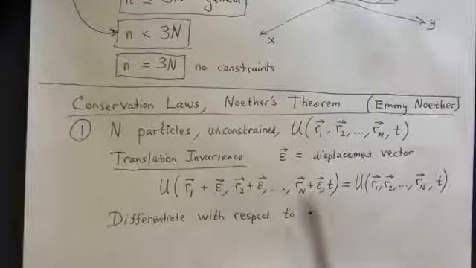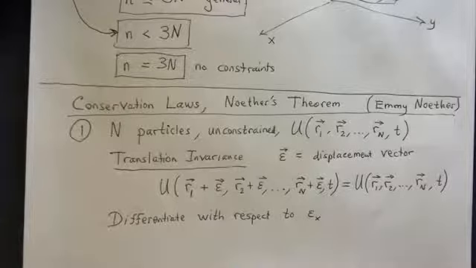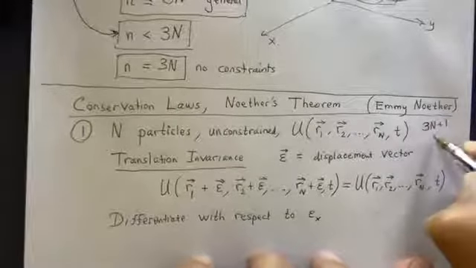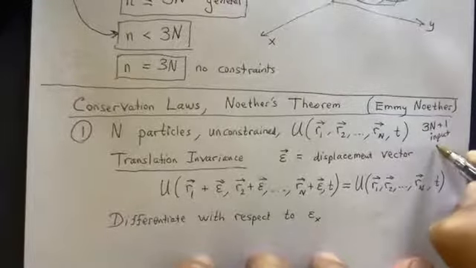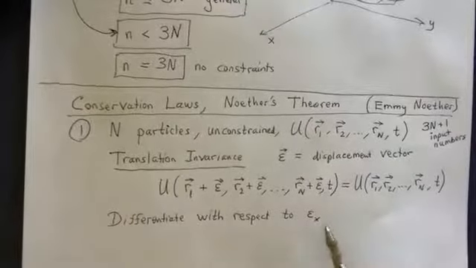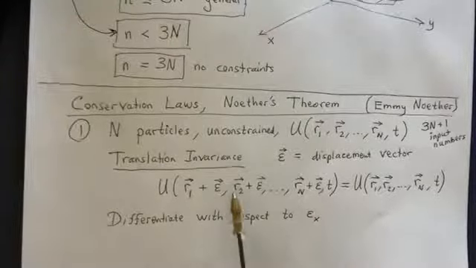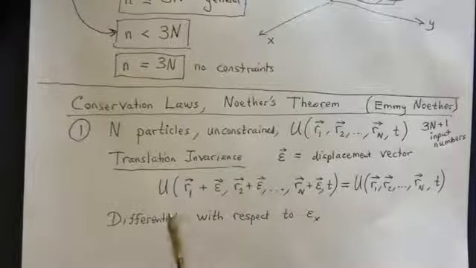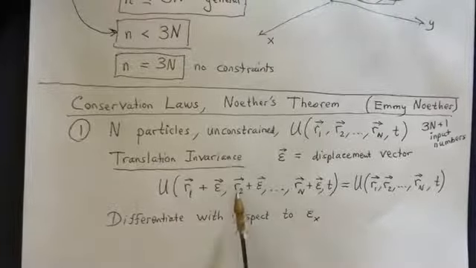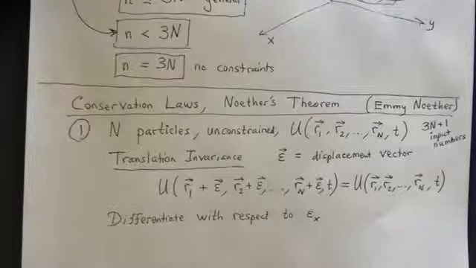Here, there are lots of occurrences, right? This function has 3N plus 1 inputs, right? Let's put that here. 3N plus 1 input numbers. Okay, we're going to differentiate with respect to epsilon x. There's an occurrence of epsilon x at the first, fourth, seventh, etc. Right? The first input is here, it's the x component of this vector. The fourth is the x component of this vector. The seventh is the x component for R3, etc. So we have lots of occurrences of epsilon x.